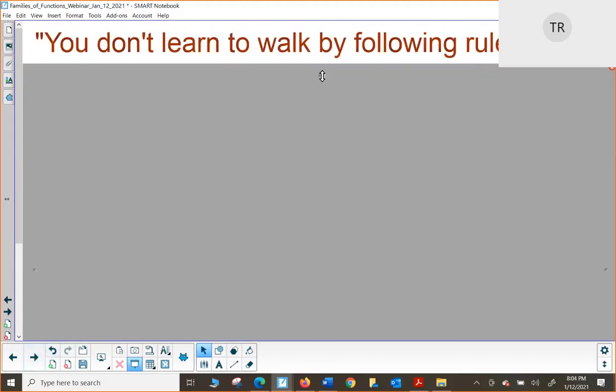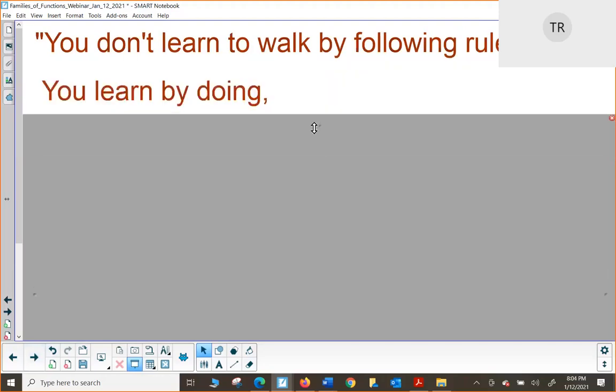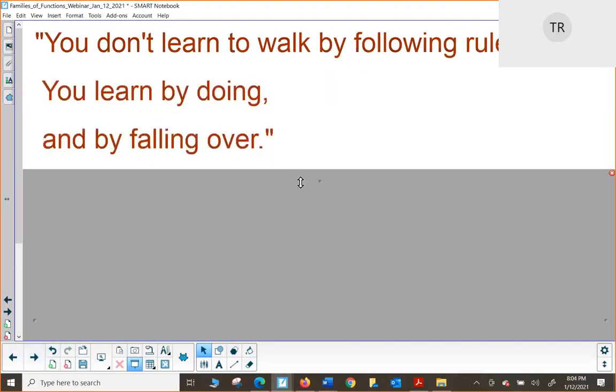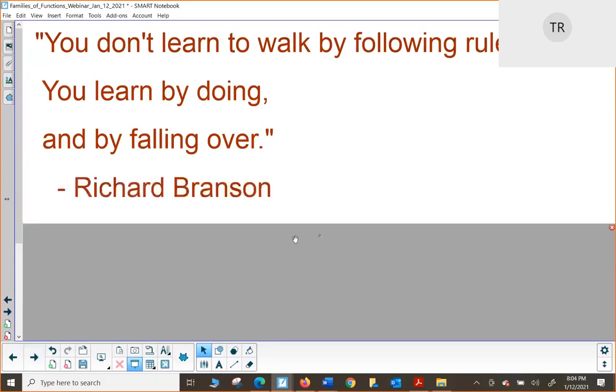You don't learn to walk by following rules. You learn by doing and by falling over. And this came from Richard Branson, the guy who started Virgin Records.